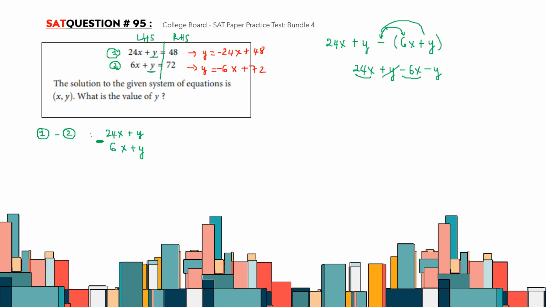The y cancels: plus y minus y is 0. 24x minus 6x is 18x. So this one is gone, and we are left with 18x. Now on the right side we have 48 minus 72.